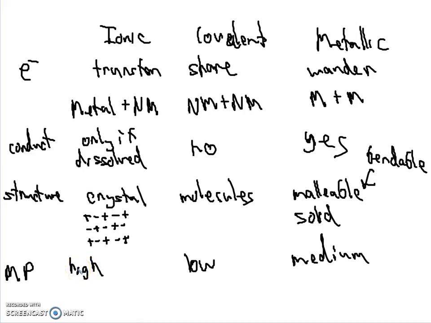What else? Melting point, conductivity, the structure, behavior of electrons. I think those are the big ones. You can check in your notes if you need more differences, but those are the big ones for sure. So let's look at some Lewis dot structures. This is only for covalent.